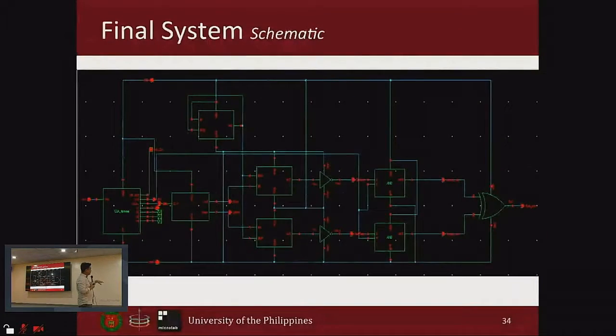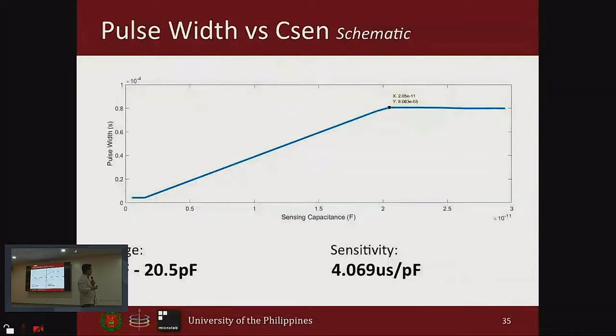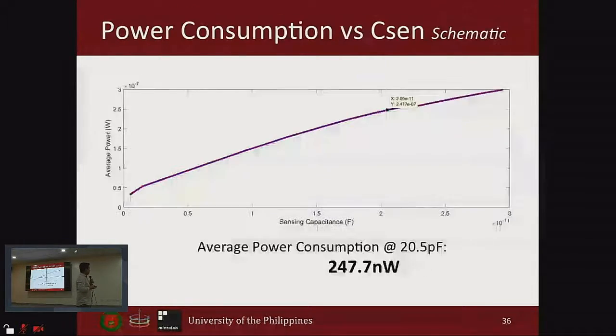This is the actual circuit, from the clock generator to the RC sense, to your comparator, and then finally to your XOR circuit. From a schematic perspective, this is what was achieved. The target range of 1 picofarad to 20.5 picofarad was achieved with a sensitivity of around 4 microseconds per picofarad. For the power consumption, you see a linear increase as the capacitance increases, with a maximum power consumption of around 247 nanowatts.